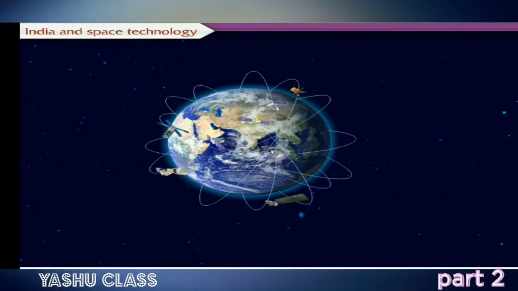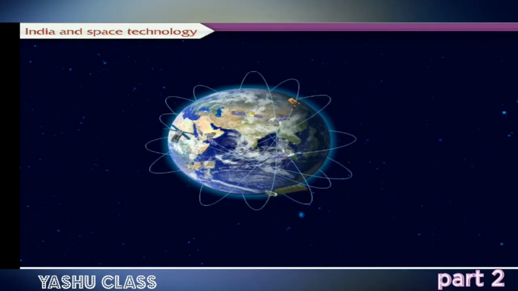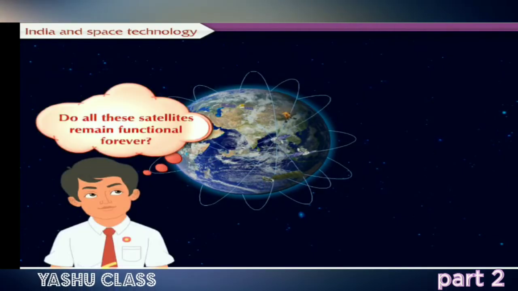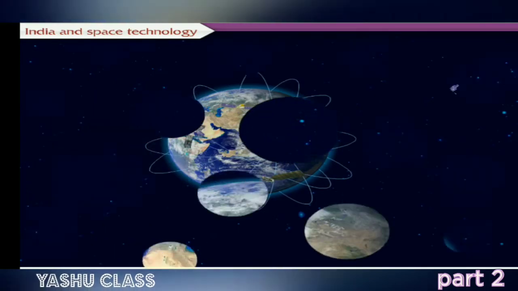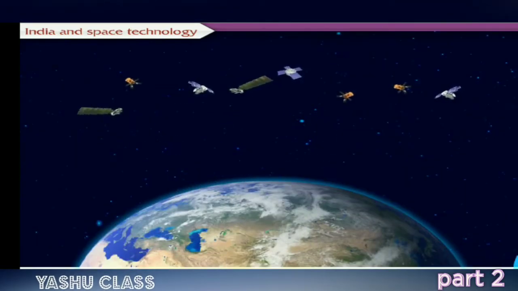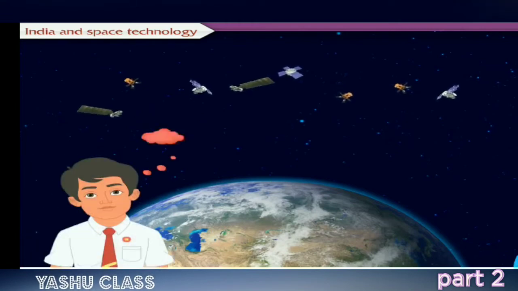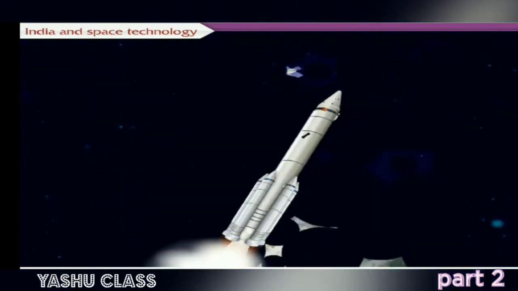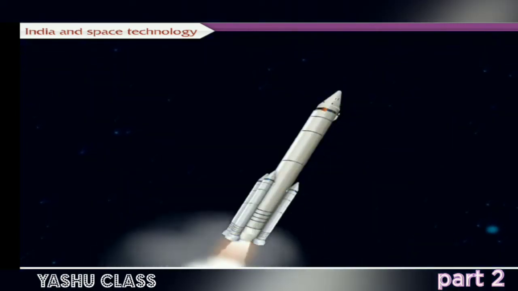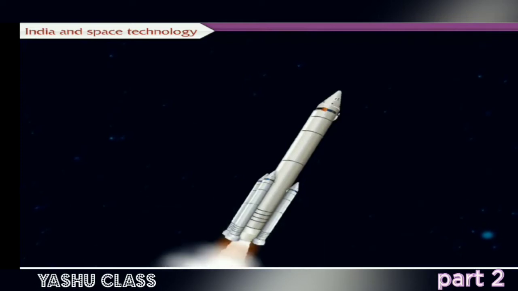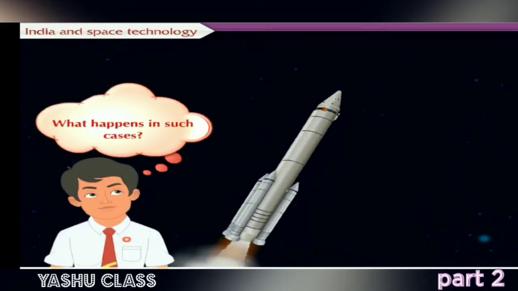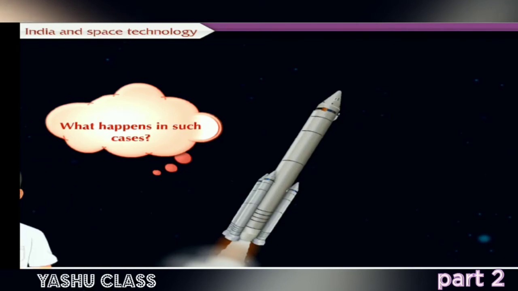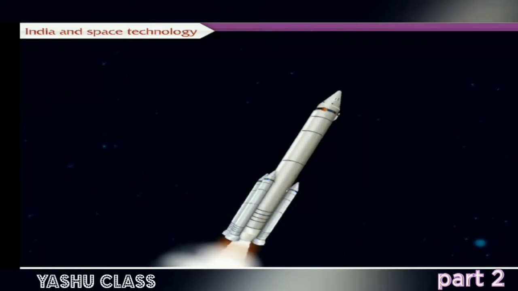Till now, we have studied that numerous satellites have been launched into space. But do all these satellites remain functional forever? The satellites may become non-functional due to some reason. What happens when the satellite becomes non-functional? Also, there are chances of the launcher getting detached during launching of the satellite. What happens in such cases? Come, let us know about this in the next part.